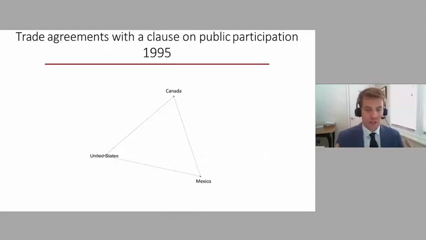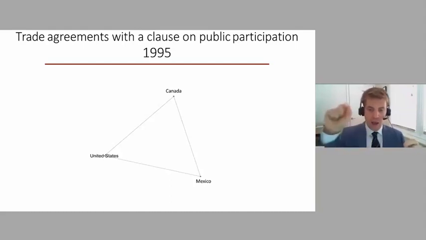Another way of seeing this diffusion of environmental provisions in the trade system is with a network analysis like this one. What you have here is a representation of the trade agreements that include provisions regarding public participation. And this is in 1995, and back then there was only one trade agreement, including, once again, the side agreement, with a provision regarding public participation in environmental lawmaking, environmental policymaking, and that was NAFTA and its side agreement. So this is the representation of NAFTA that you have here. Each dot is a different country, and you have the line connecting them representing NAFTA.